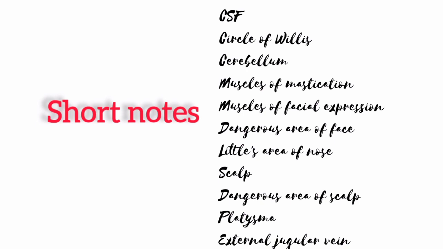The muscles of mastication and the muscles of facial expression. The origin, insertion, nerve supply, and action of each muscle need to be remembered and written in the exam. And not only the origin, insertion, nerve supply, and action, the clinical correlations are also very important to be mentioned, especially of the facial expression muscles, because they play an important part in the diagnosis of Bell's palsy.